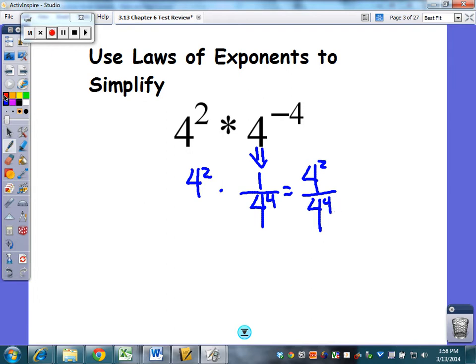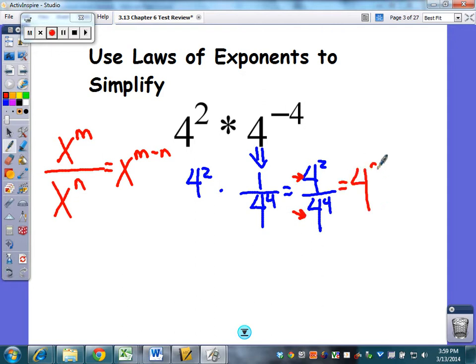Now, going back to our properties of exponents, if we have some number x raised to the m power, divided by that same number x raised to the n power, then that's the same thing as x to the m minus n. So when we apply this over here, we have the same bases for each one. So we can say 4 to the 2 minus 4 power, which gives us 4 to the negative 2 power. This can further be simplified as 1 over 4 to the positive 2 power, which is equal to 1 over 16.